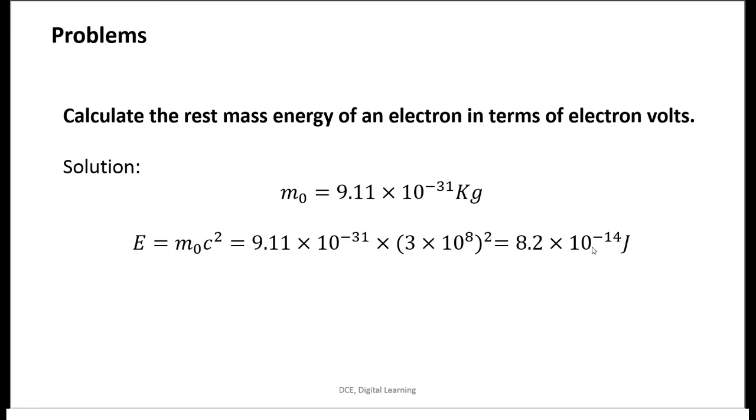When we divide this by the value of one electron volt, that is 1.6 into 10 power minus 19, we get 0.51 million electron volts. This is the value of the rest mass energy of an electron in electron volts and in joules.